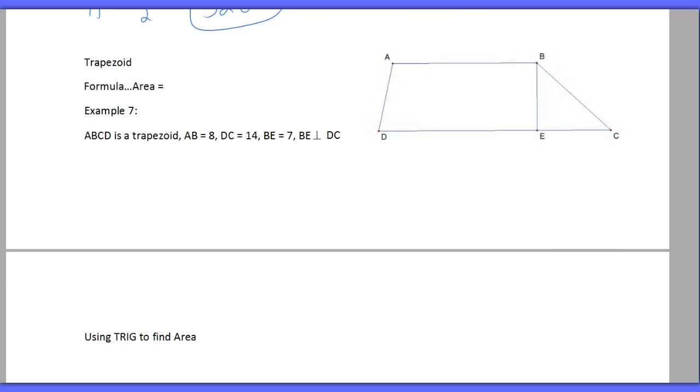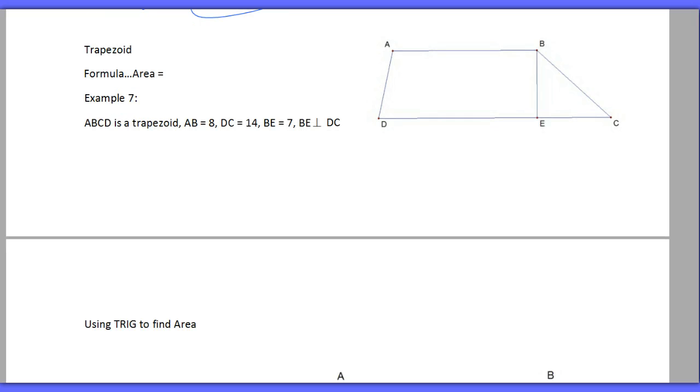Now we have a trapezoid. Formula: area equals B1 plus B2 divided by 2 times the perpendicular height. We have 3 different variables in this one. We haven't had that many variables yet, so we have to make sure we understand what they're talking about. B1 is one of the bases. B2 is the other base. Those are the two sides that are parallel to each other, and they're never the same length.